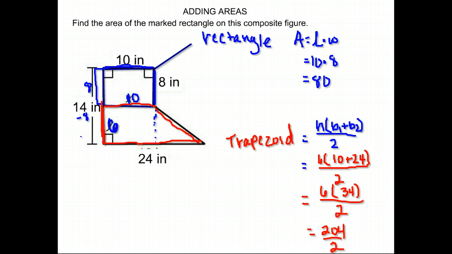We get 204 divided by 2 is 102. So we have a rectangle with area of 80, a trapezoid with area of 102. We add those together, we have an area of 182.